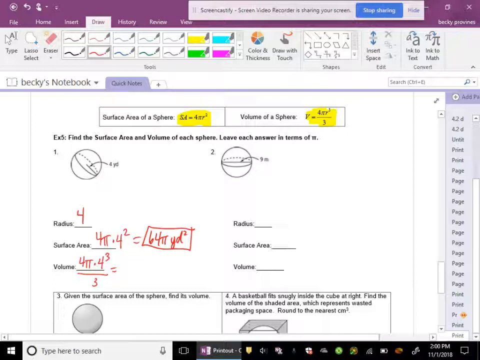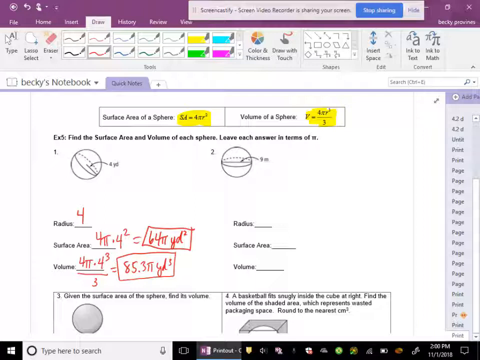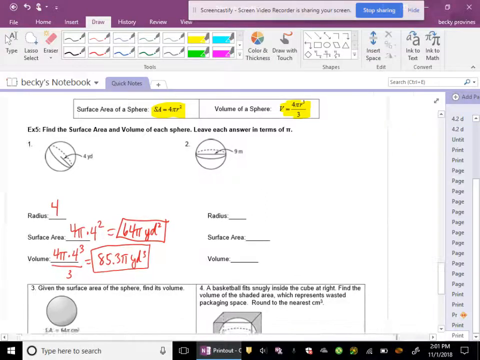Okay, so let's practice this. 4 to the third power times 4 divided by 3. I get 85.3 pi yards cubed. Again, this is all calculator work. I'm just typing in numbers into the calculator to get my answer. I'm not typing in the pi into the calculator. I'm just bringing the pi over and including it with my answer.